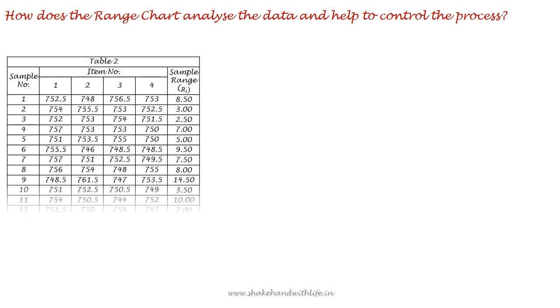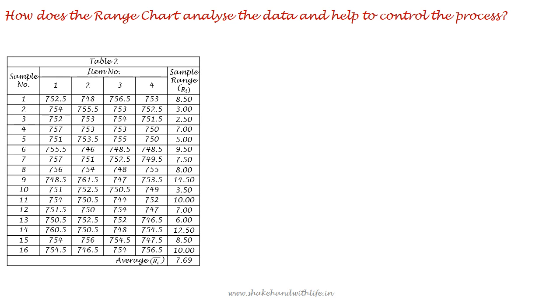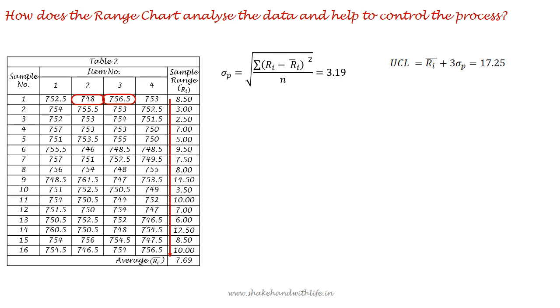How does the range chart analyze the data and help to control the process? Now calculate the range instead of the mean for each sample shown in table 2 by subtracting the minimum value from the maximum value, and then calculate the average of the sample range values. Calculate the population standard deviation of the sample range values. Calculate the upper control limit. There is no need to calculate the lower control limit because the minimum range value can be 0.